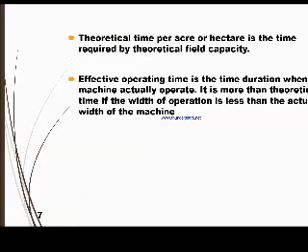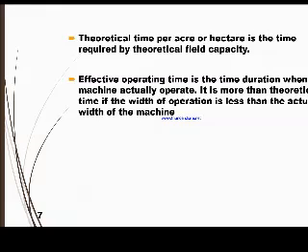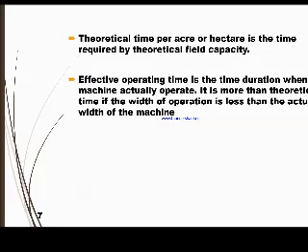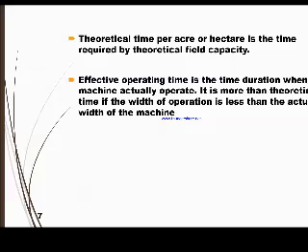The theoretical time per acre or hectare is the time required by theoretical field capacity, which is the corresponding unit. And the effective operating time is the time duration when the machine actually operates. So if we consider the most effective time, it should reflect the machine that actually operates. It is more than theoretical time if the width of operation is less than the actual width of the machine.